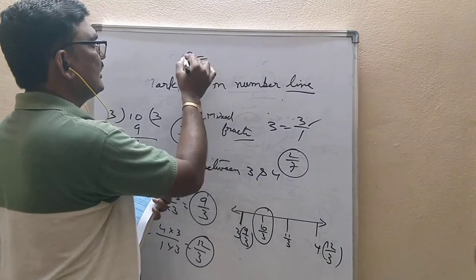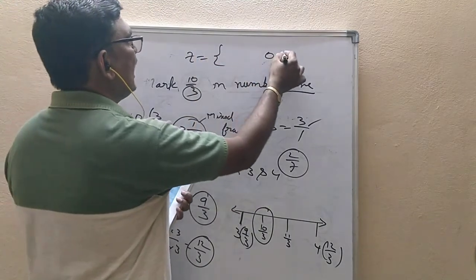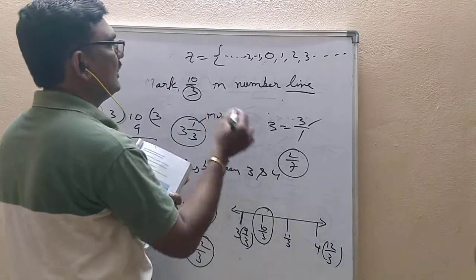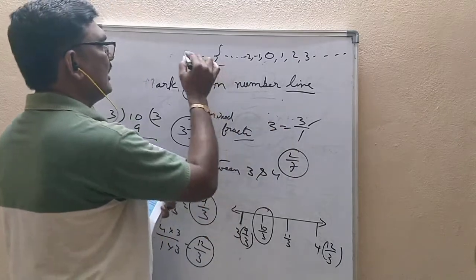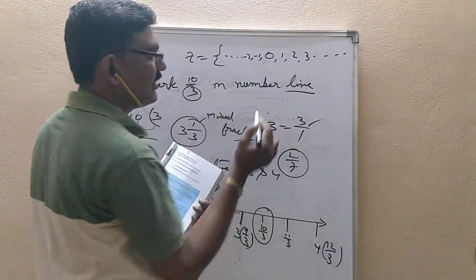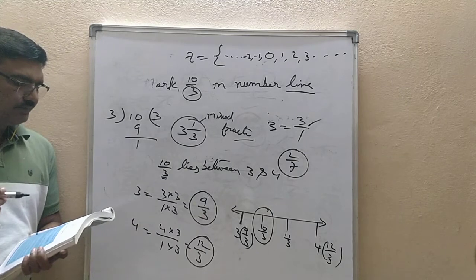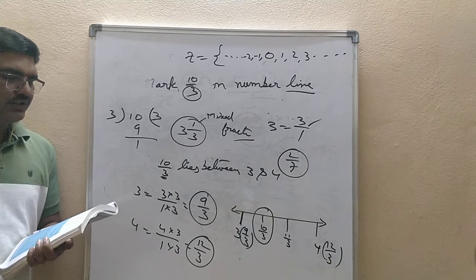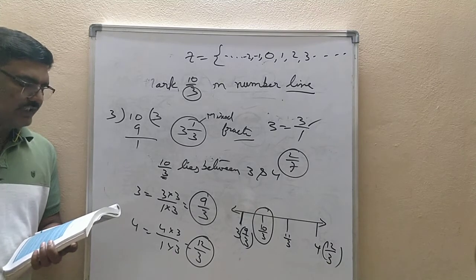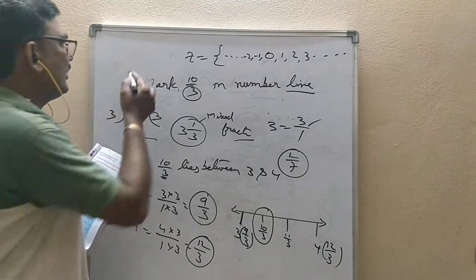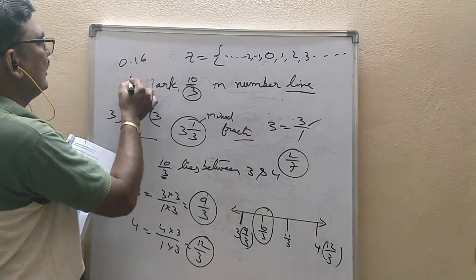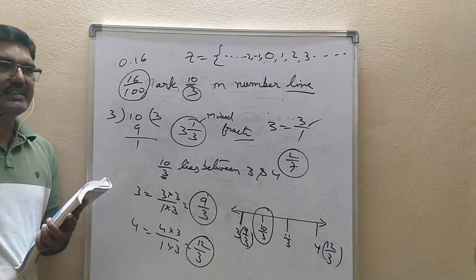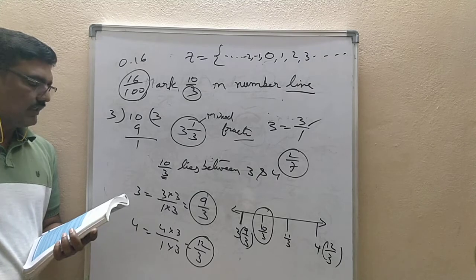Integers are represented with Z, and in integers you have 0, 1, 2, 3 positive numbers, minus 1, minus 2, minus 3 like this. So all rational numbers are not integers, but all integers are rational numbers. Next question. In a rational number of the form p by q, q must be a non-zero integer. It is true. Every decimal number can be represented as a rational number. Decimal number 0.16 you can write as 16 by 100. So any number with a point, you can convert it into a rational number.